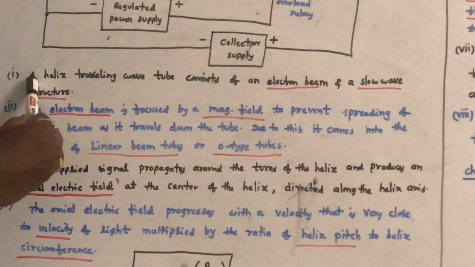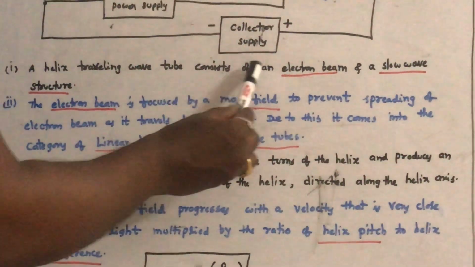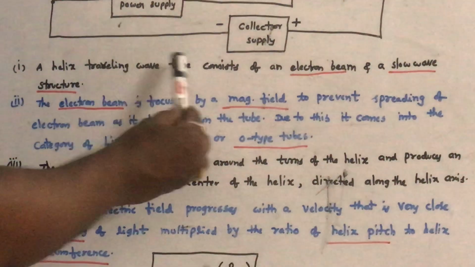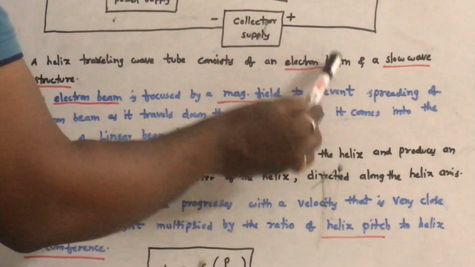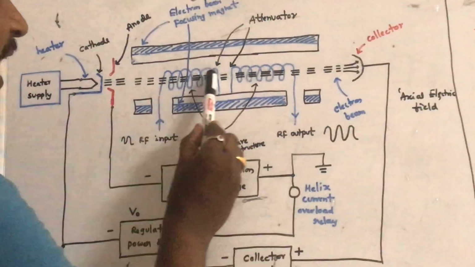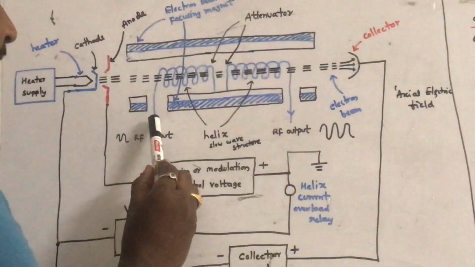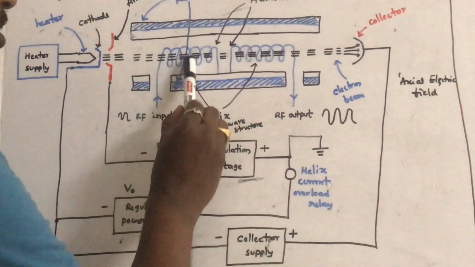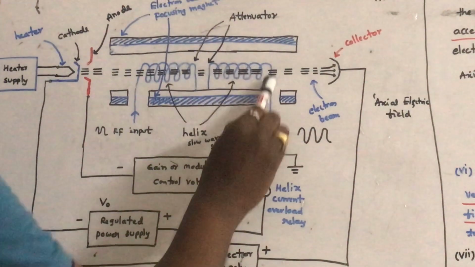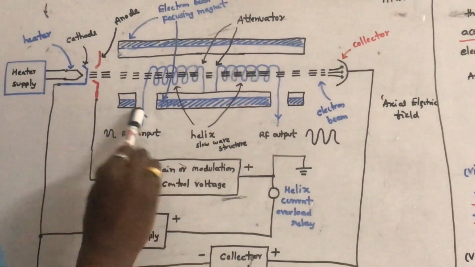First point: a helix traveling wave tube consists of an electron beam and a slow wave structure. As I explained earlier, there is an electron beam. You can see this is the electron beam which is traveling from the cathode to the collector. There is a helical slow wave structure which is used. The RF input is given to this helix end.